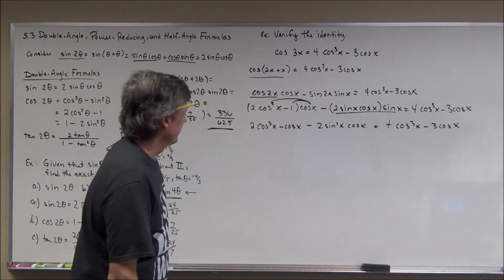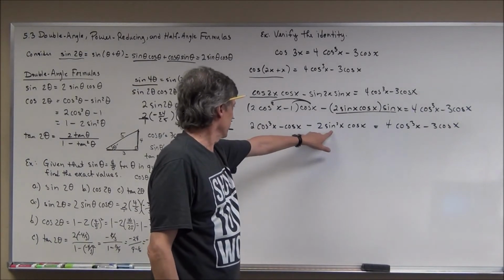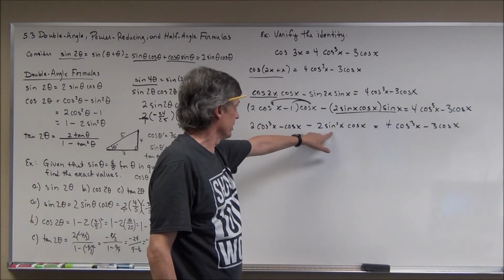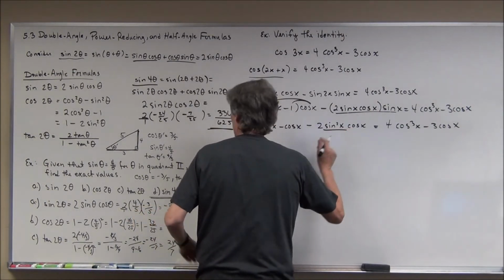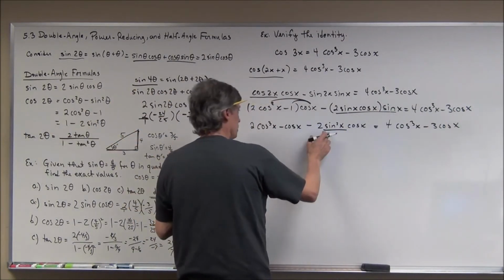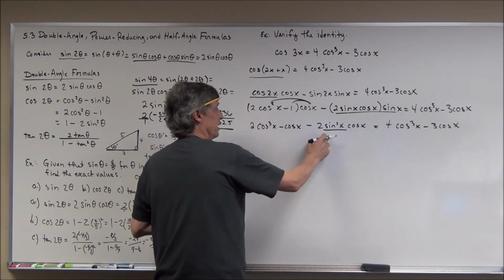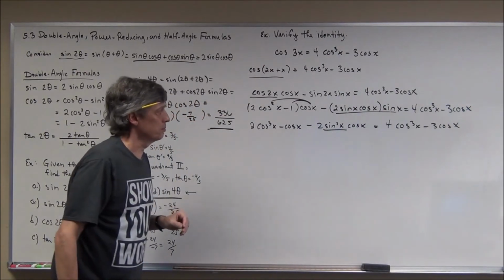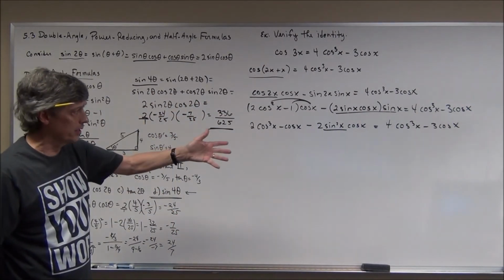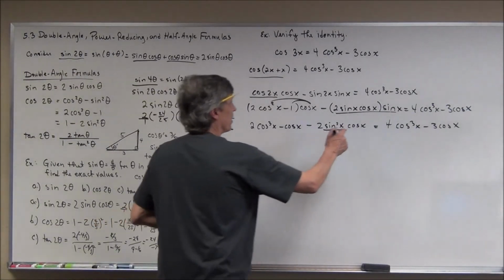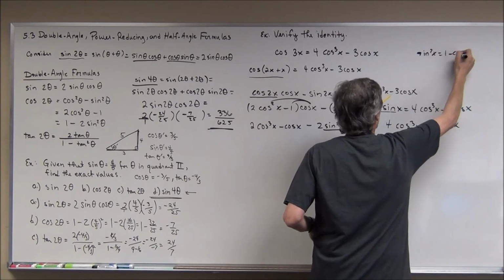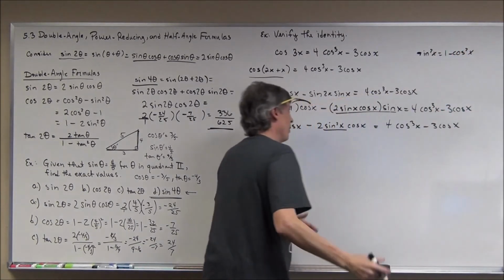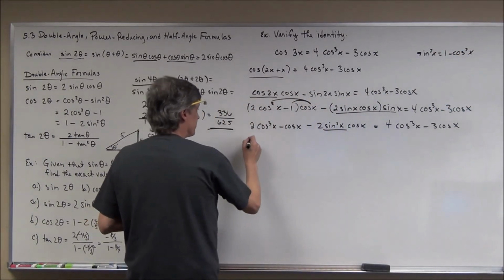Well, I'm down to just one term that's got a sine in it, and I've got to get rid of it. So for sine squared, I'm going to use the Pythagorean identity. We know sine squared x plus cosine squared x equals 1, so we know that sine squared x is equal to 1 minus cosine squared x. That way I get it all in terms of cosine.